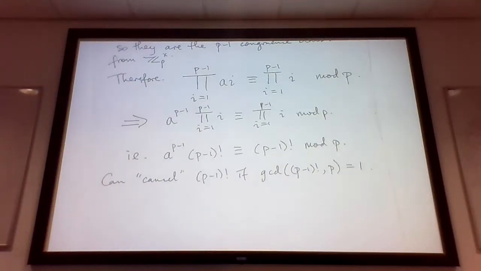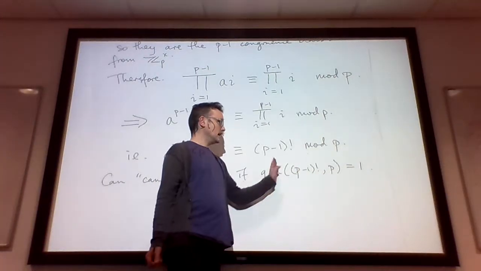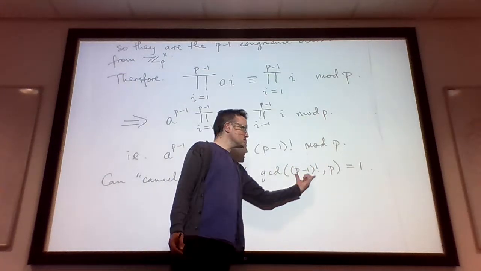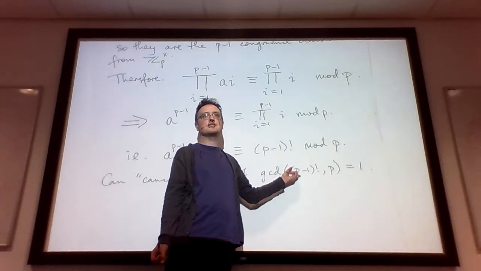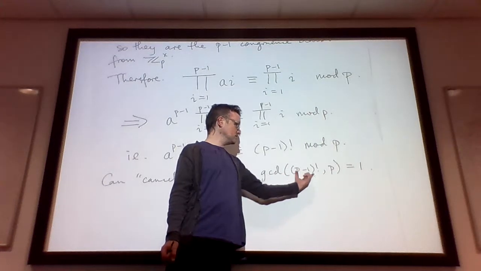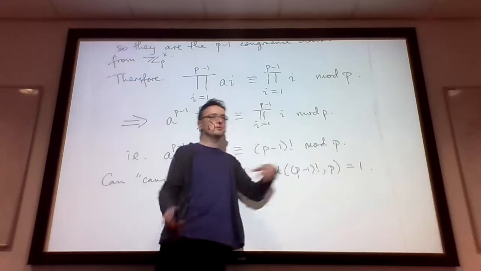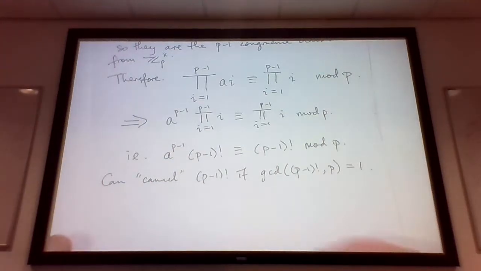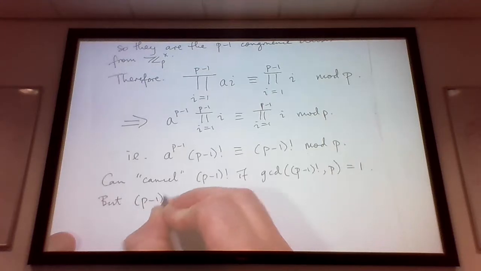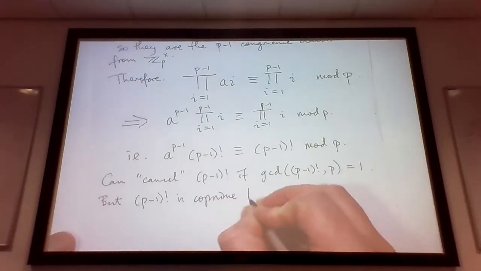Is p minus 1 factorial co-prime to p? Yes, why? P is a prime number. So none of the numbers lower than it divide into p. None of them are divisible by p. So when you multiply them all together, there's still no factor of p here. If there was, it must be that it was brought into being by multiplying two different things. But p is a prime number. It isn't the product of two different things. So p minus 1 factorial is co-prime to p, since p is prime.